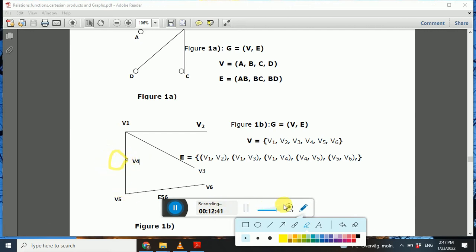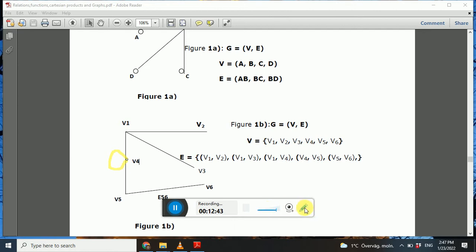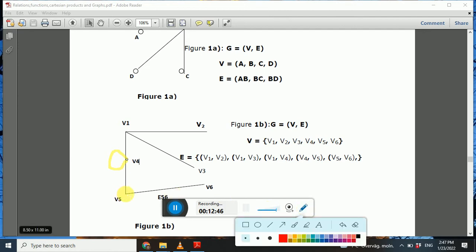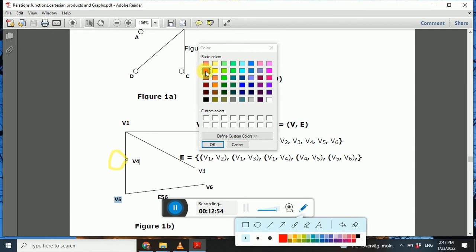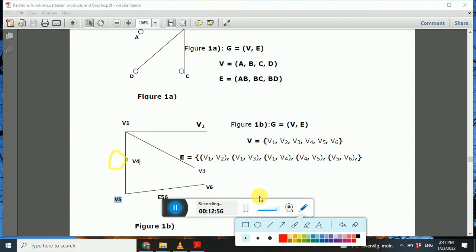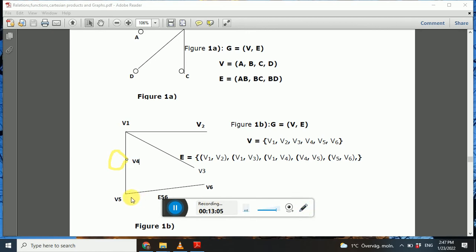If we had it on V5, we would have something like this. V5. Oh, it's not drawing. Let me choose color red. Okay. Will it draw this time? Oh my god, it's not drawing. Let me select again. It's not drawing, but I've shown you what a loop is. It's an edge. It comes from a vertex and goes back to the same vertex.